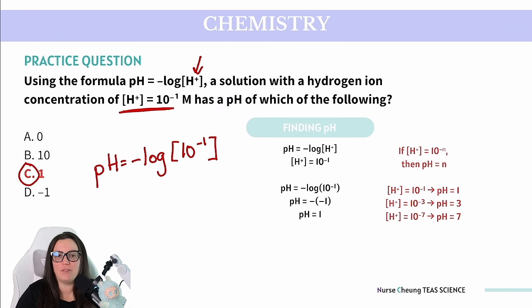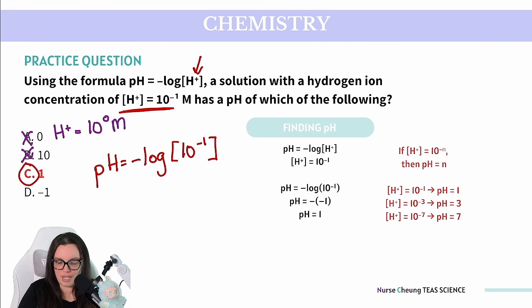This would be the same in any other situation. If we had 10 raised to the power of negative 3, that means our pH would be 3. If we had 10 raised to the power of negative 7, that means our pH would be 7. Looking at our other answer options, we have A, 0. That's incorrect. That would mean that our H plus would equal 10 raised to the power of 0 M, which is moles per liter. That's more acidic than what this specific example is saying, which is the reason why A is incorrect.